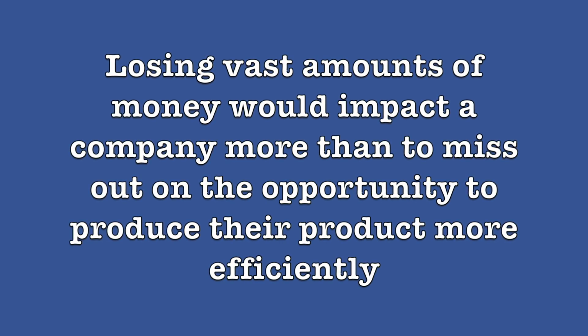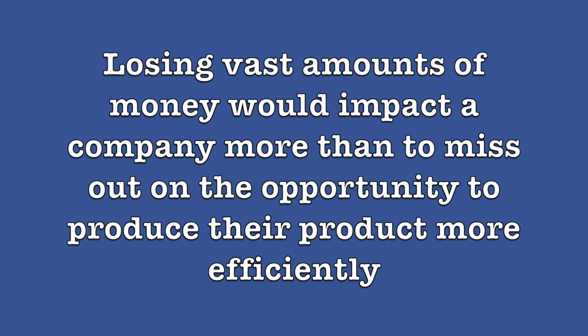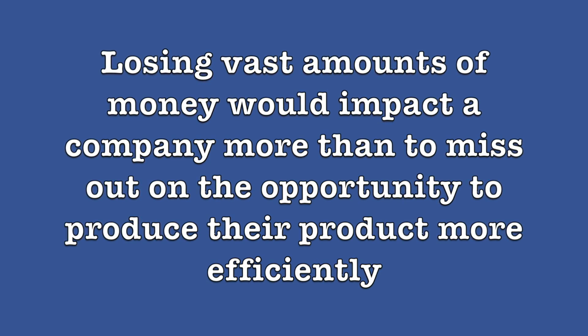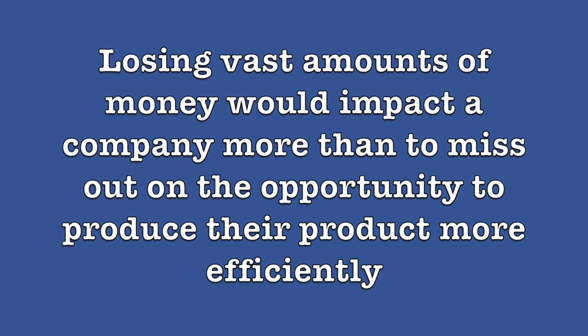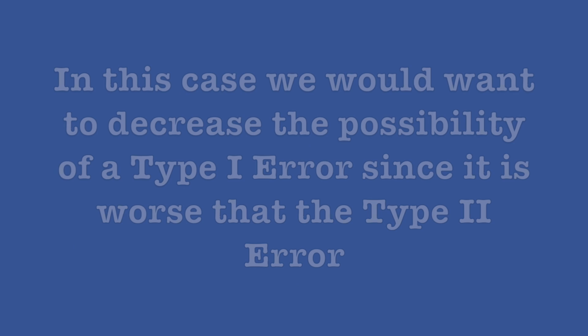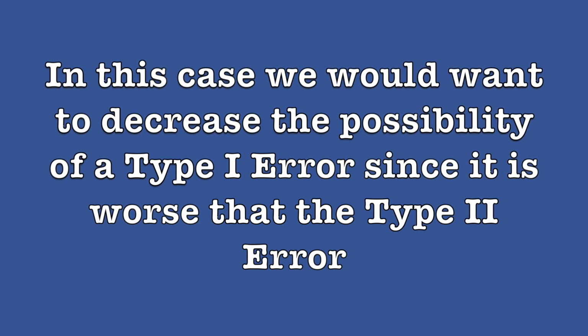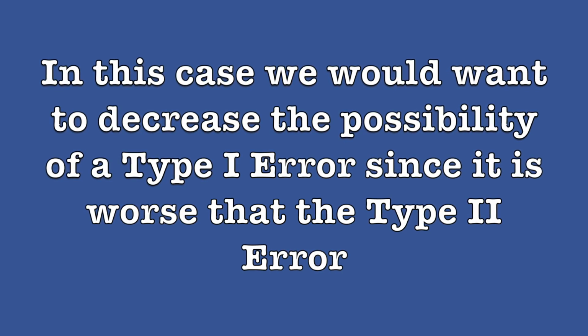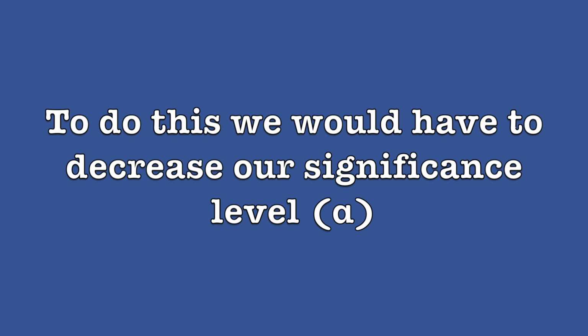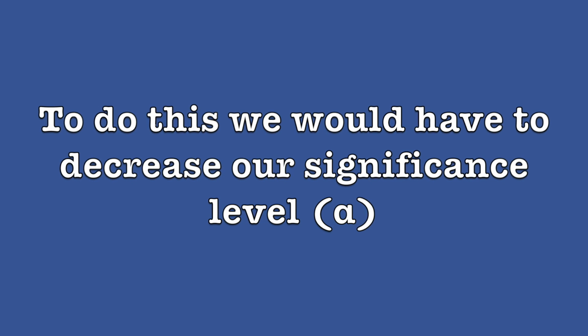Losing vast amounts of money would impact the company more than to miss out on the opportunity to produce their products more efficiently. So in this case, we would want to decrease the probability of a type 1 error since it is worse than the type 2 error. To do this, we would have to decrease our significance level, or alpha.